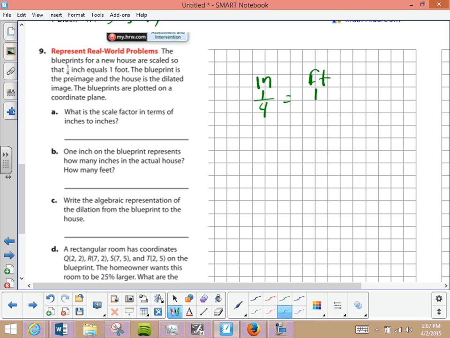All right. The blueprint is the pre-image, and the house is the dilated image. The blueprints are plotted on a coordinate plane. What is the scale factor in terms of inches to inches? 1/4 is to 1 foot, not to an inch. What? How do you get that?